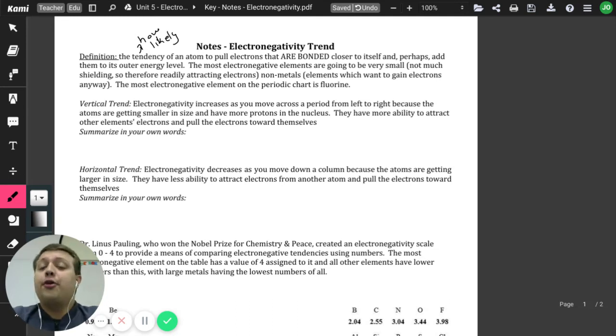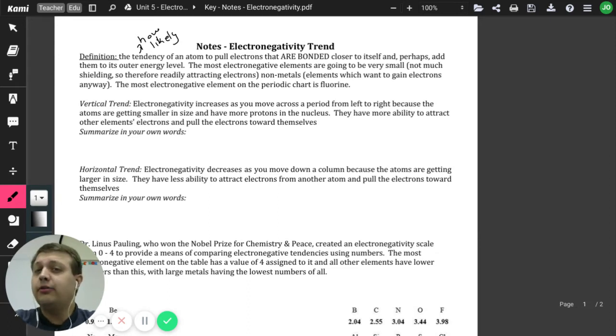Now, the most electronegative elements are going to be very, very small. What does that mean? That means they're going to be close to the top of the periodic table, because as we move down, we've got more energy levels, and since we've got more energy levels, it's going to be larger. So the most electronegative elements are going to be closer to the top of the periodic table.